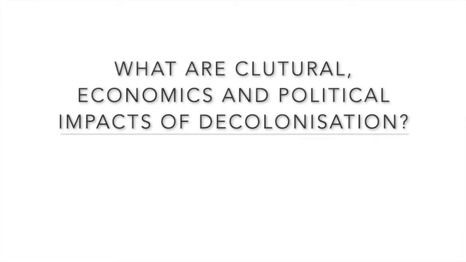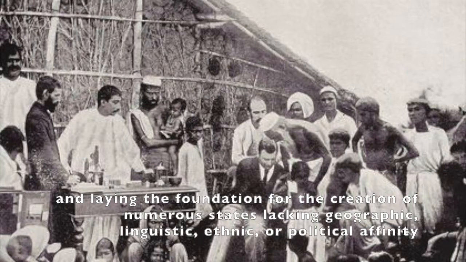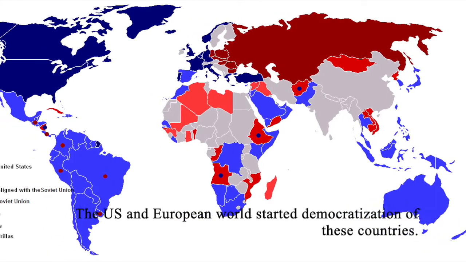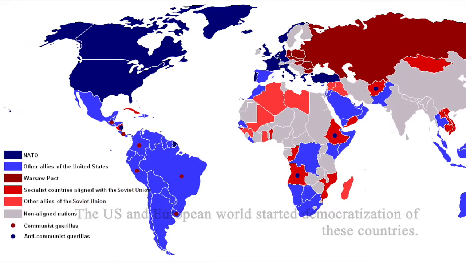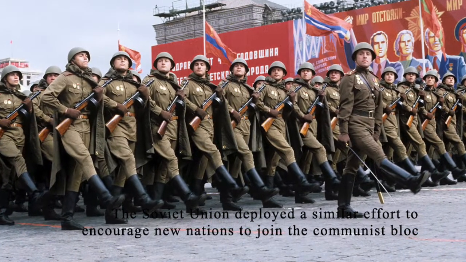So what are the cultural, economic, and political impacts of decolonization? The colonial rule drew arbitrary boundaries, dividing ethnic and linguistic groups and natural features, and laying the foundation for the creation of numerous states lacking geographic, linguistic, ethnic, or political affinity. The US and the European world supported the democratization of these countries. The Soviet Union deployed a similar effort to encourage new nations to join the communist bloc.